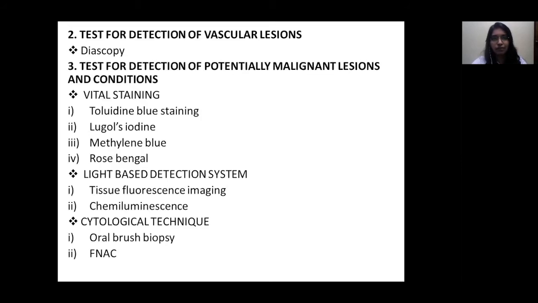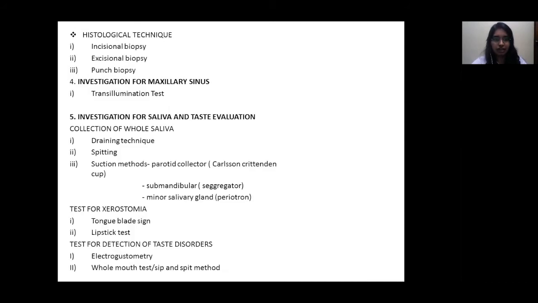The second one will be the test for detection of vascular lesions, which includes the diascopy. And the third one is the test for detection of potentially malignant lesions and conditions, which includes the vital staining, light-based detection system, cytological technique, and histological technique. The next one will be the investigation for maxillary sinus, which includes the transillumination test.